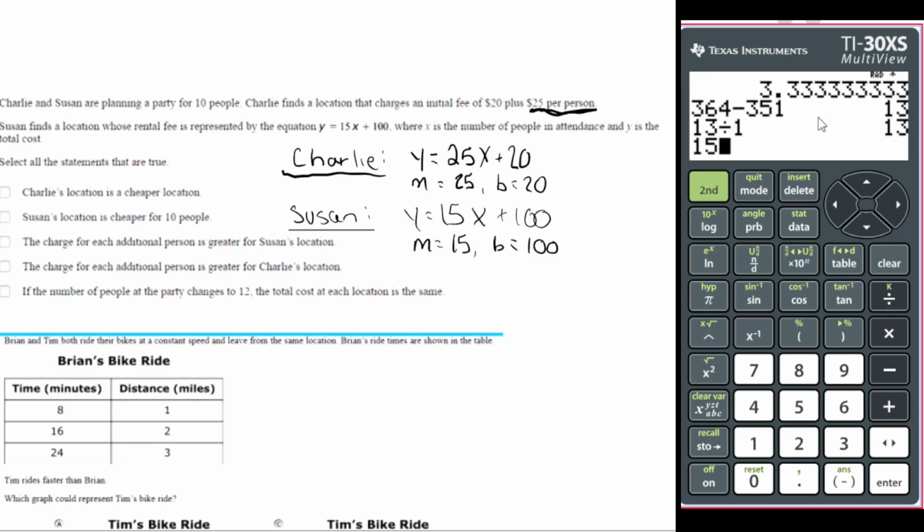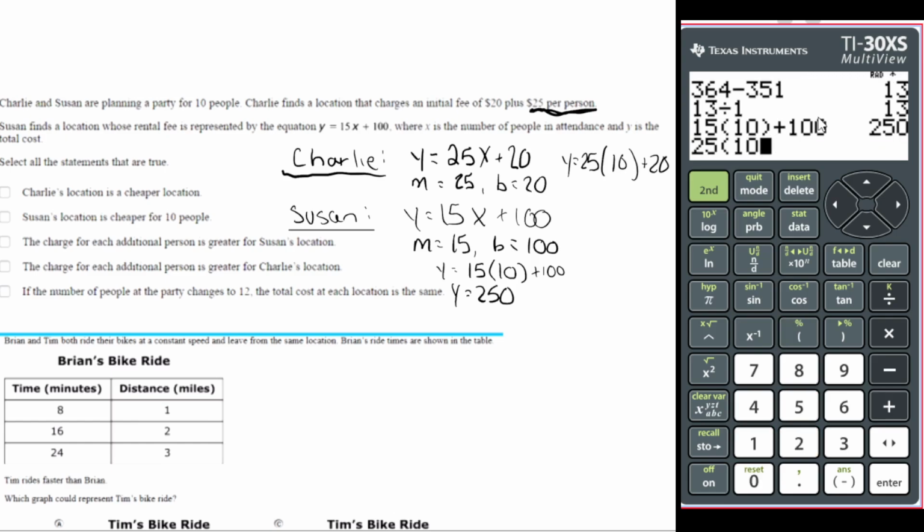You're going to put in the equation, except you're going to take out x, and you're going to put in 10. So like y equals 15 times 10 plus 100. Put that right into your calculator. You get 250. And you're going to have to do the same for Charlie. Y equals 25 times 10 plus 20. Bam, 270. So Susan's is cheaper for 10 people. Huzzah.